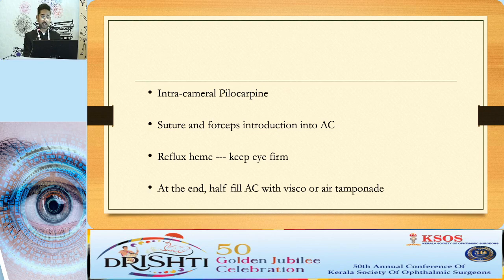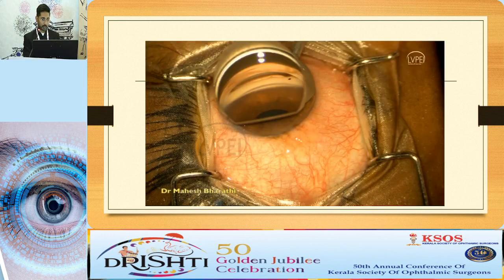Then if you see reflux heme, fill the anterior chamber and keep it firm. And at the end of the surgery, half fill the anterior chamber with visco or air tamponade to decrease any amount of hyphema. So this is the surgery which was done when I was at LVPI.